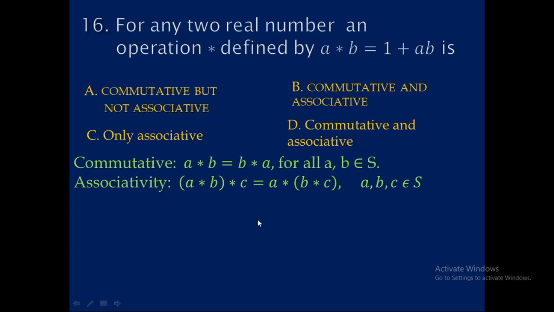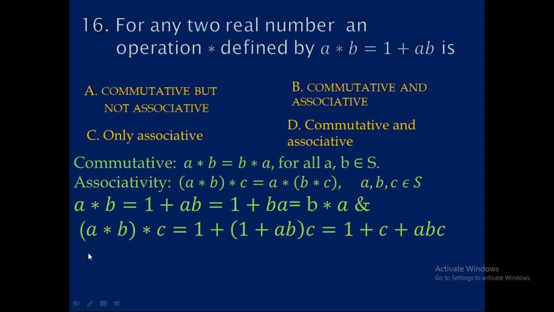First verify star is commutative. Here you know that A star B is equal to 1 plus AB. That value is exactly equal to... simple multiplication is always commutative. A into B can be written as B into A, 1 plus BA. Therefore, this value is exactly equal to B star A. Therefore, star is commutative. Since star is commutative, you can say that the third option is not true.